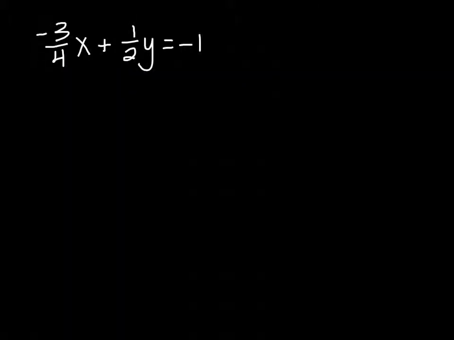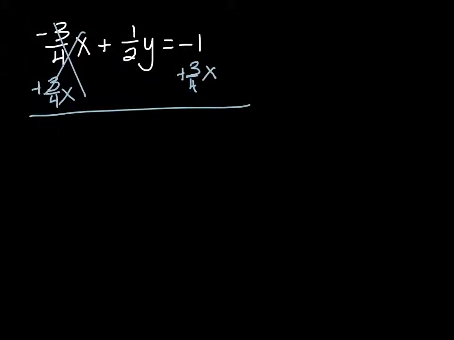Let's try another problem. Again, I have more fractions this time. So the first thing I'm going to do is I'm going to move the x term over by doing the opposite. So I'm going to add 3/4 x. Those will cancel, and I have 1/2 y equals the x term first, the non-x term second.